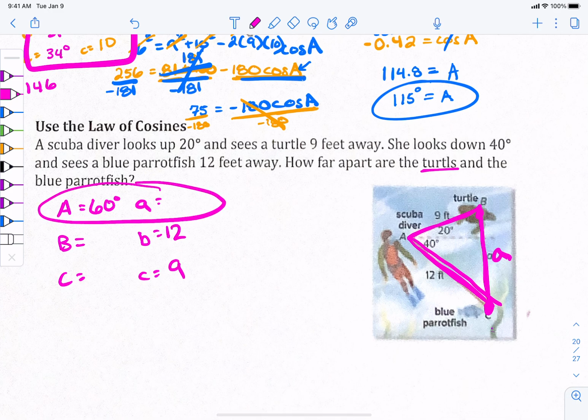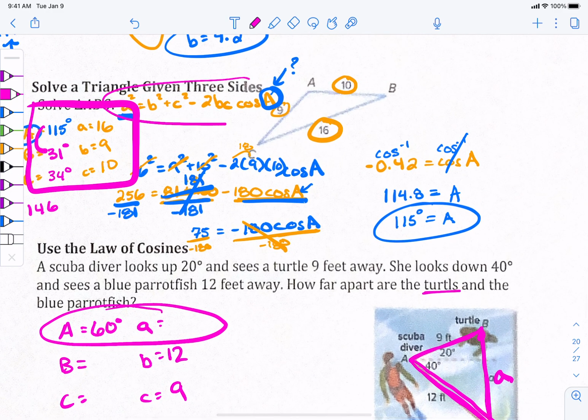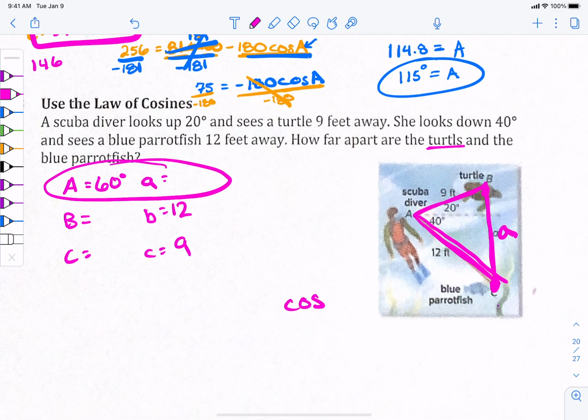And I know that I have to use the law of cosines because I don't have one group, right? I don't have A and A or B and B or C and C. So if I have the angle, like in this formula right here, a squared equals b squared plus c squared minus 2bc cosine A. Cosine I have to do of the angle over here, which is 60, which means over here on this side has to be a squared. Then I just put the other two wherever. So 12 squared plus 9 squared minus 2 times 12 times 9.